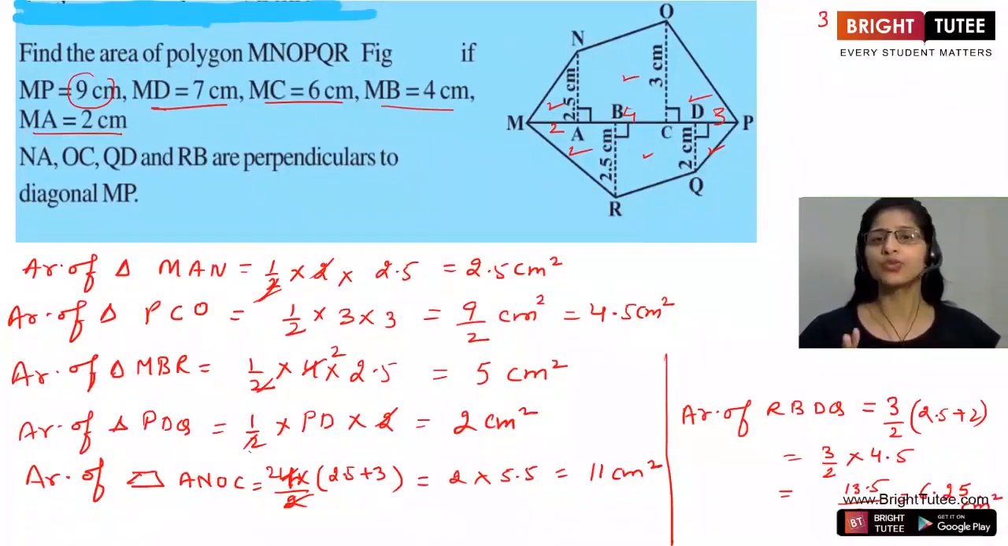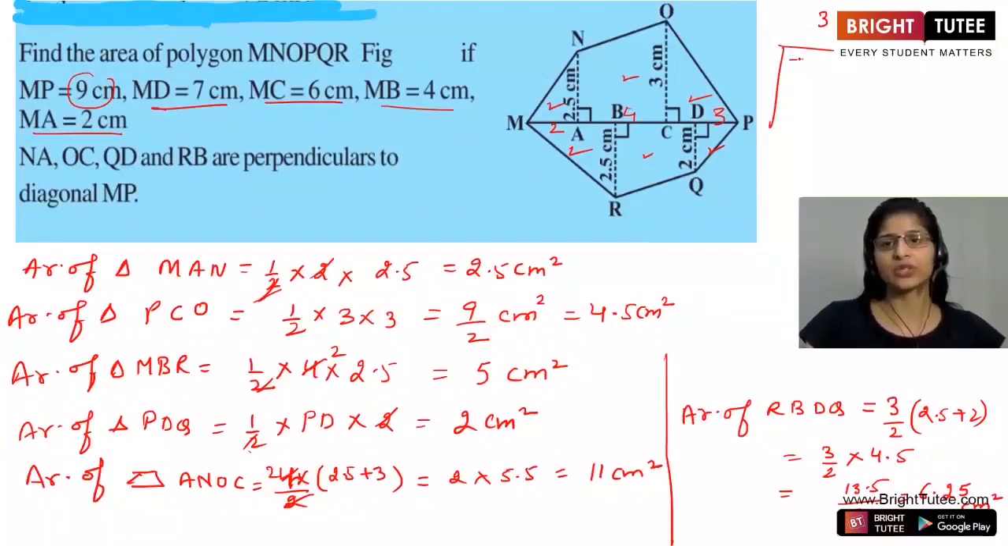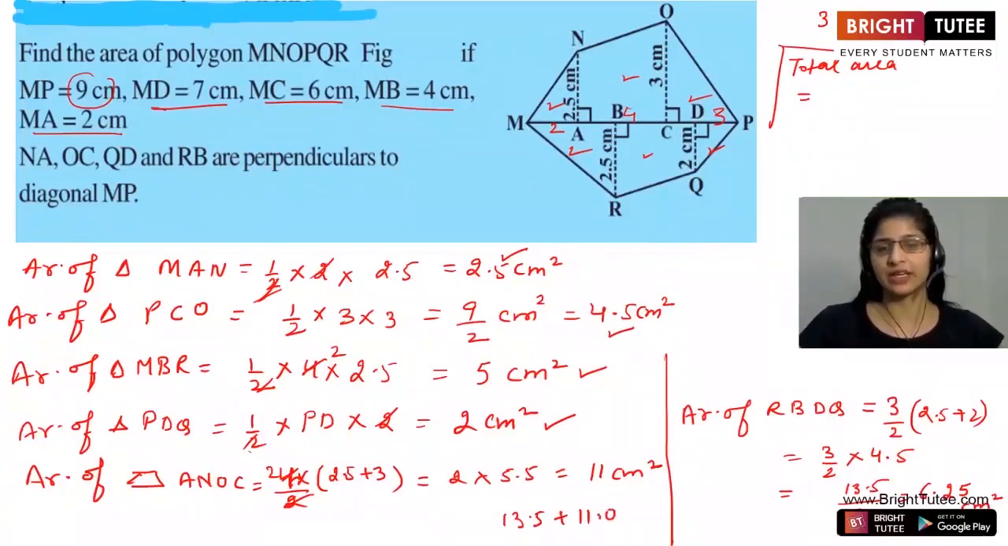Can we now add these to find out the area of this given polygon MNOPQR? Yes, definitely we can find it out. So we are going to add all the areas at the end. So total area will be equal to, just see, 2.5 plus 4.5, it is 7. Then 7 plus 5, 12. 12 plus 2, 14. 14 plus 11. Can we add them? Yes. We get 25.